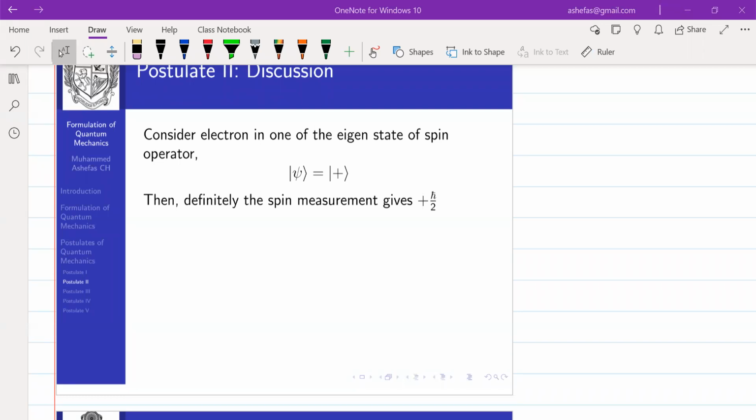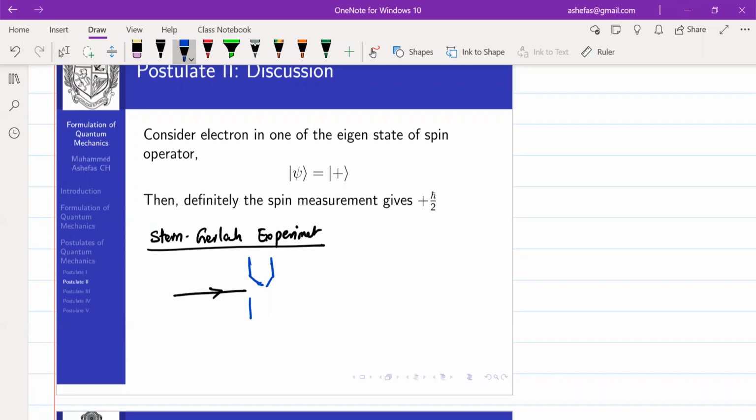For that, we can have an experiment called the Stern-Gerlach experiment. Suppose you are passing a beam of electrons through a non-uniform magnetic field. So we have some magnetic field here. If it is passed through a non-uniform magnetic field, the beam will split into two paths. One contains only spin up, and the other contains only spin down. So spin up and spin down. Now, if you measure, so this is actually a measurement.